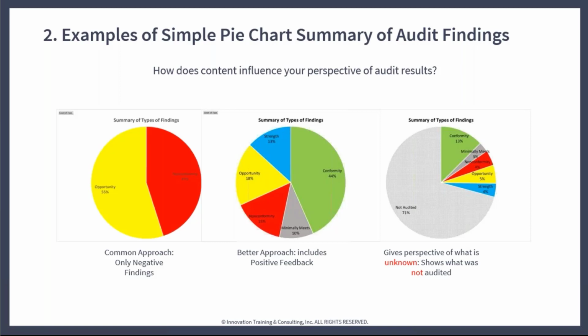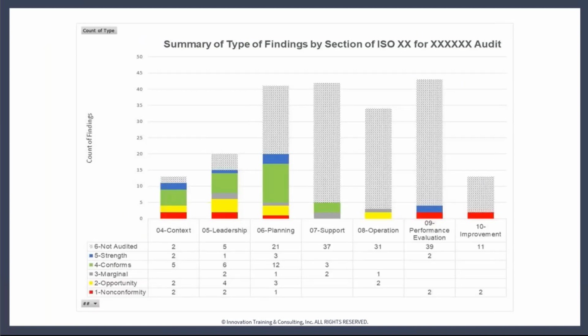And this is the third pie chart, but this is now, instead of just one pie, it's broken out by the section of the standard, the 4 through 10. And it's a stacked bar chart, so you can see where your strengths are and what's not been audited. Now, this is going to be helpful to the audit program manager to know where they need to assign audits, or maybe look for biases in the auditors. Where do they spend their time when they get a scope? But it's just another example.